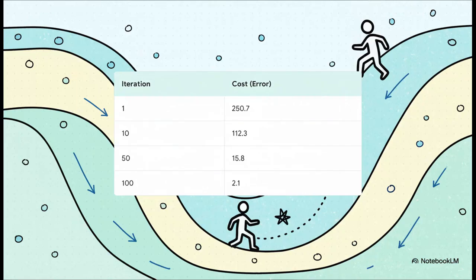Just look at this table. With each step we take, each iteration, our cost, which is just our error, gets smaller and smaller and smaller. We start with a pretty high error of over 250, but after just 10 steps, it's already down to 112. After 100 steps, look at that. Our error is down to a tiny 2.1. The machine is literally learning before our eyes.